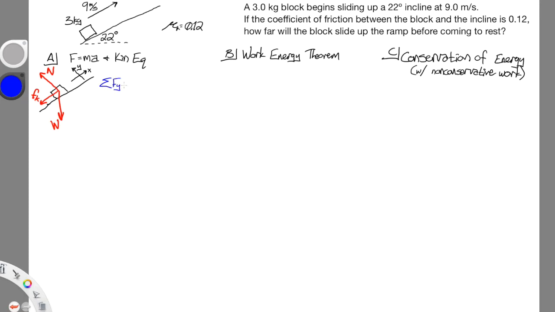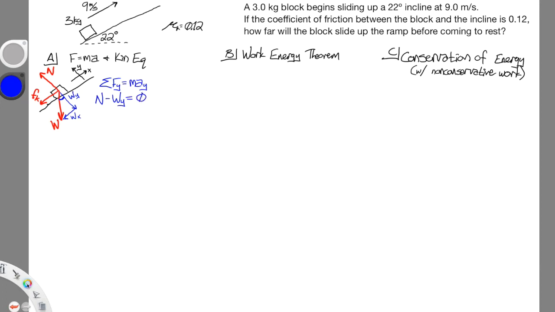The sum of the forces in the y direction equals the mass times the acceleration in the y direction. And in the y direction, we have the normal force in the positive y and the y component of the weight in the negative y direction, where this is the triangle we'll be using to break the weight down into its y and x components. And this angle up here at the top, that is our 22 degrees. And the acceleration in the y direction is 0, so normal minus the y component of the weight is 0.